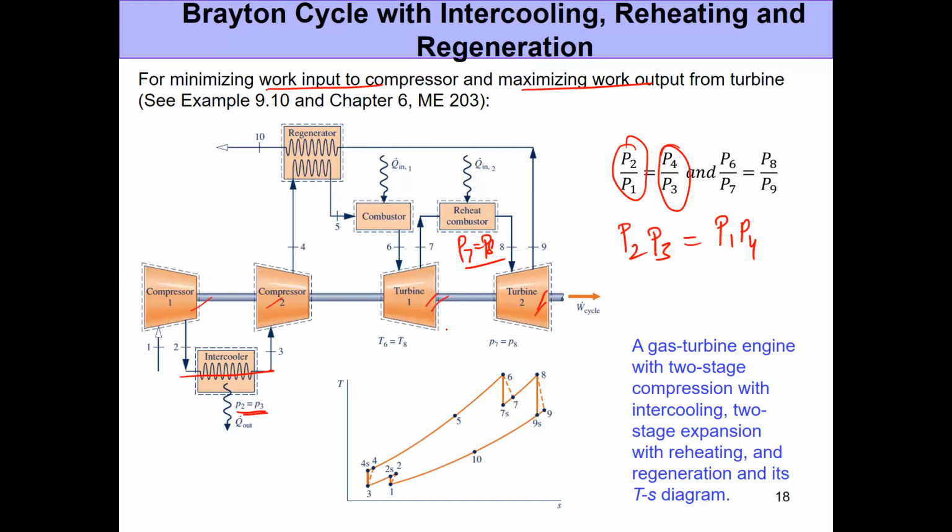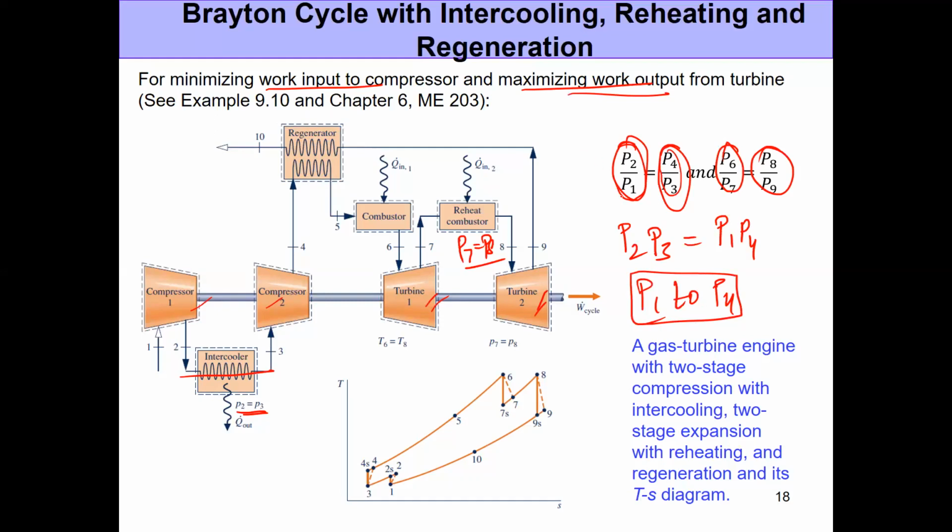So if you ensure that the pressure reduction in turbine 1 is equal to the pressure reduction in turbine 2, well, this is going to give you the maximum work output from the turbine. In the same way, if you ensure that the ratio of pressure increase in compressor 1 is equal to the ratio of pressure increase in compressor 2, again, you're going to get the minimum work input required to go from P1 to P4. And that is the main part that we're looking at.